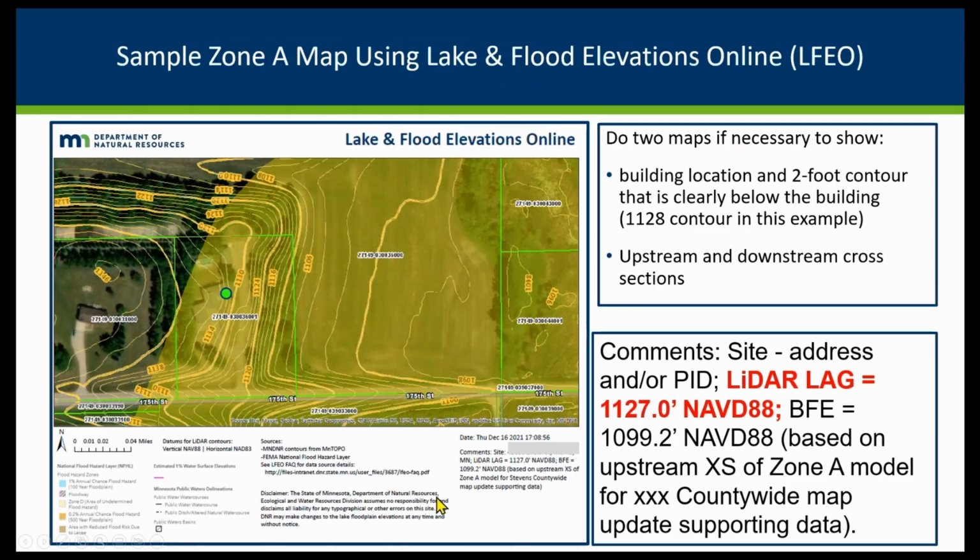And here's the map that I got. Once I entered those additional comments, I put the LiDAR lowest adjacent grade is equal to 1127.0 NAVD 88. That's because my contour that was below the building was 1128, and I subtracted a foot for the accuracy of the LiDAR data. And we had the note about our base flood elevation being the 1099.2 based on the upstream cross-section of the Zone A model for, in this case, the Stevens countywide map update supporting data.